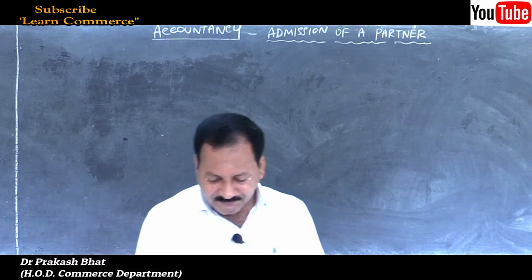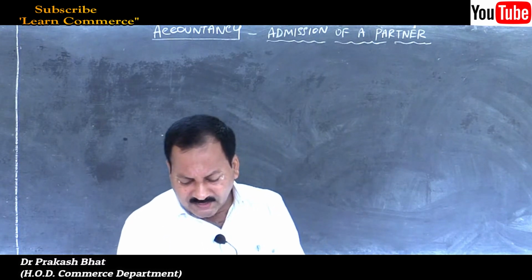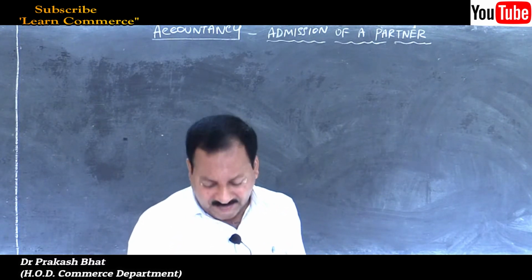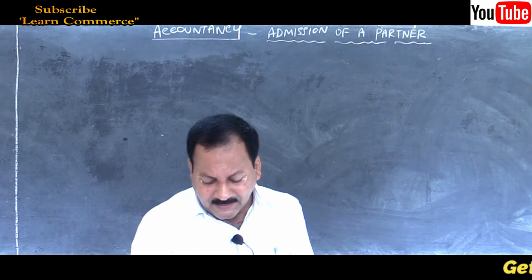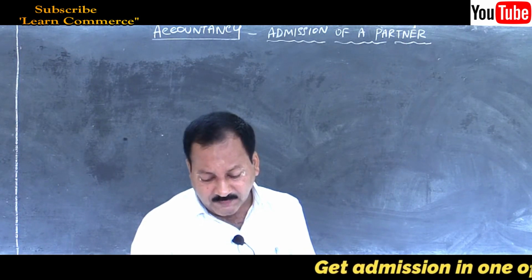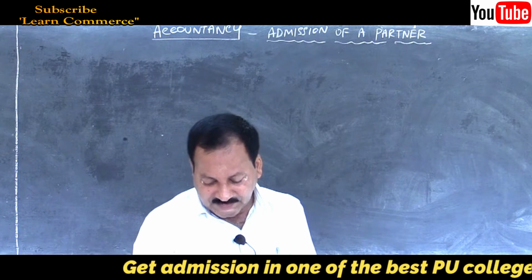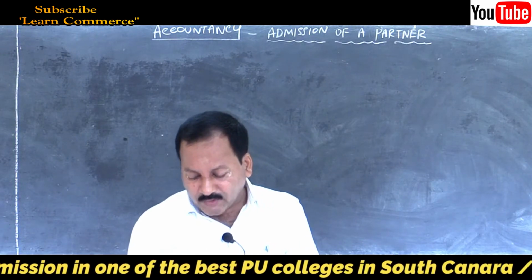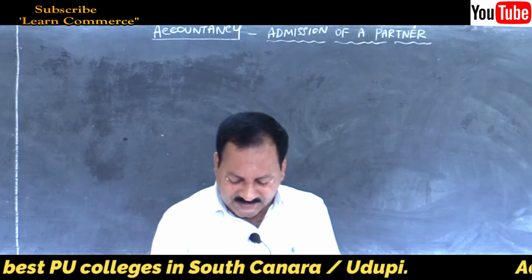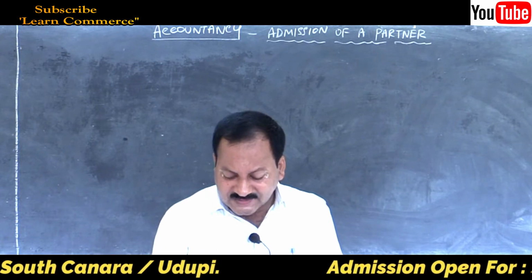Then let us move on to the adjustment part. This is the balance sheet given. On 1st April 2018, that is the next day of the balance sheet, C is admitted into partnership on the following conditions. First one is C should bring in rupees 25,000 as his capital.